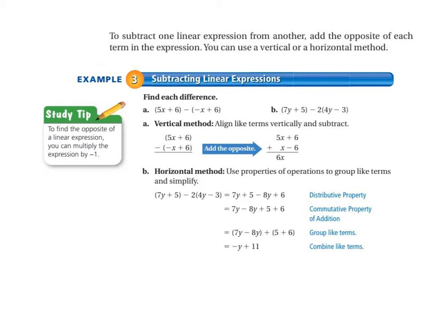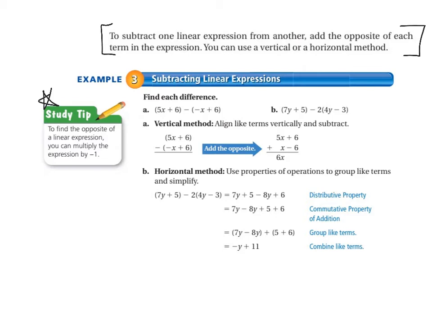Now we're going to move on to subtracting linear expressions, and all you need to do here, it says at the top, to subtract one linear expression from another, you add the opposite of each term in the expression. You can use a vertical or a horizontal method. So your key here is in this study tip. It says to find the opposite of a linear expression, you can multiply the expression by -1. So you just multiply everything in it by -1.